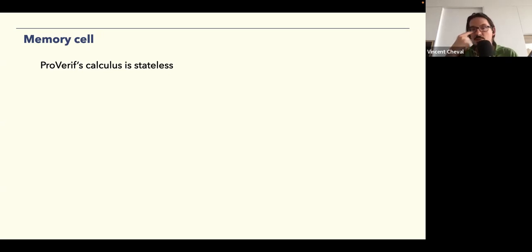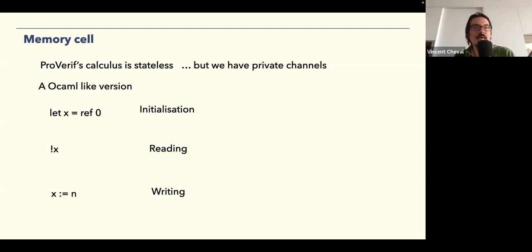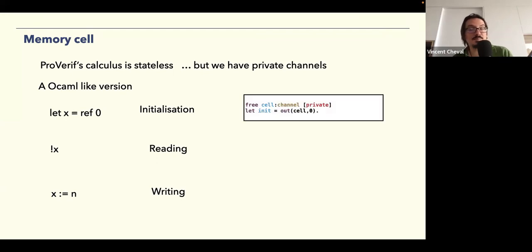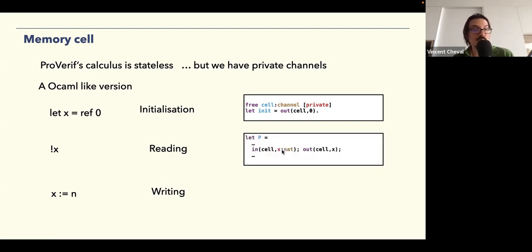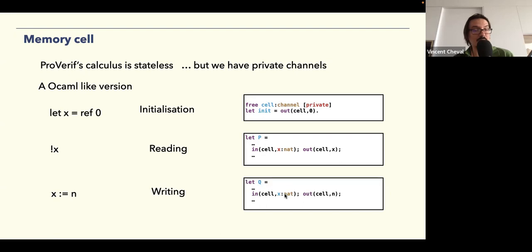As I mentioned, ProVerif calculus is stateless originally, but we can use a private channel to encode a memory cell. In an OCaml version, the initialization of a memory cell is just, let's say, ref 0. The reading is using the bang X, and the writing is you write the new value inside X. In ProVerif, you define a private channel, cell, that represents X, the memory cell. The initialization is an output of the value 0 on this cell. The reading is an input on this private channel to receive the current value and directly output it again. And the writing is you input the current value and you output the new value.